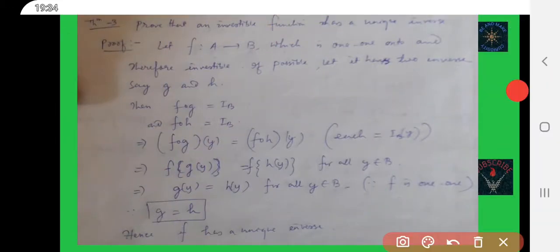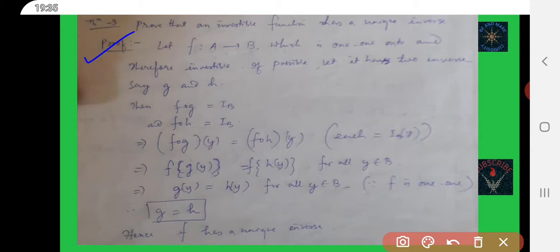Now we prove that an invertible function has a unique inverse. That means an invertible function has exactly one inverse function. Okay, so now let's prove.